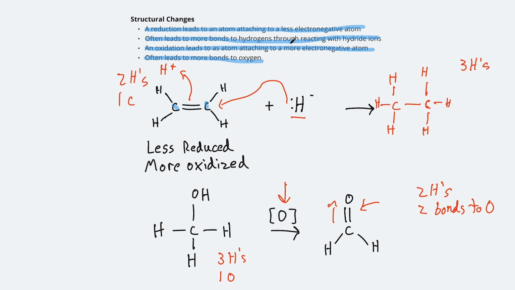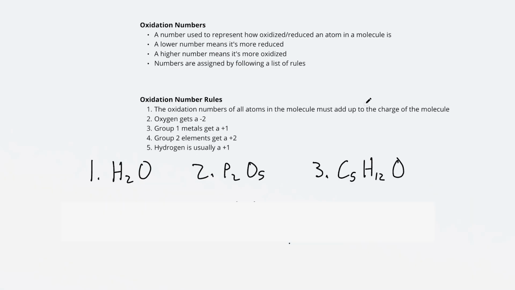hence the name oxidation. The second most common way they're going to test you on recognizing oxidation is with oxidation numbers. And this is usually whenever you're not given the structure of a molecule and they just give you a reaction with the molecular formulas. Whenever they ask about redox reactions and they have molecular formulas, look for oxidation numbers.